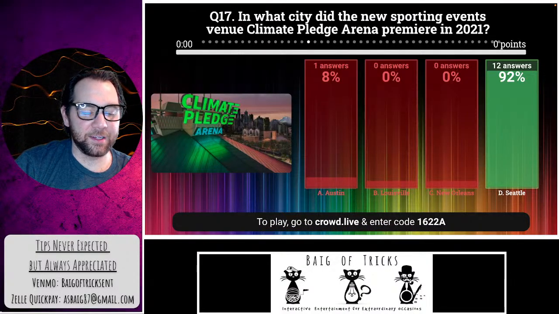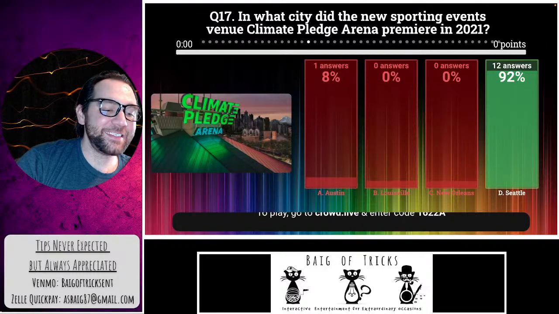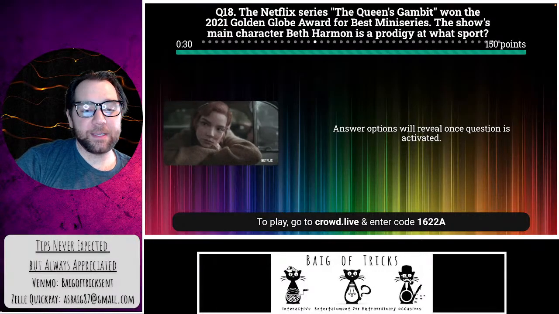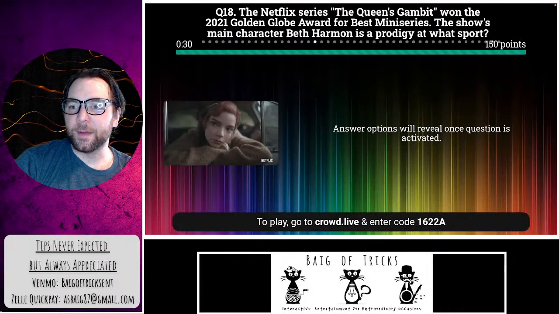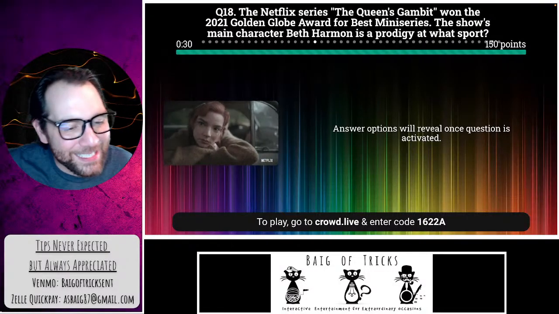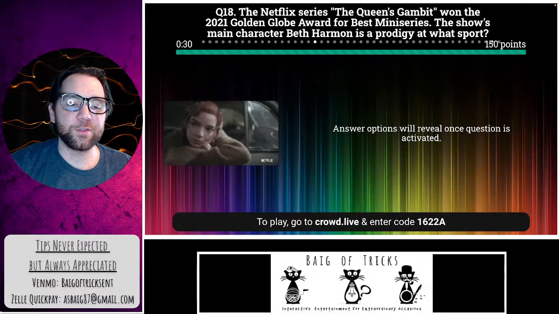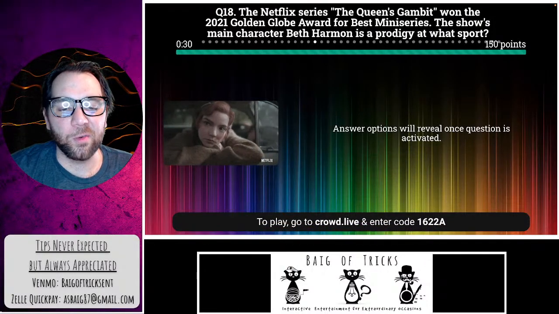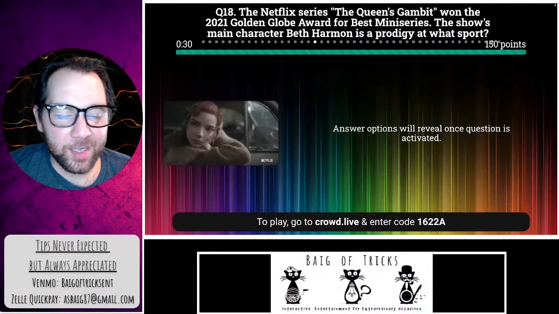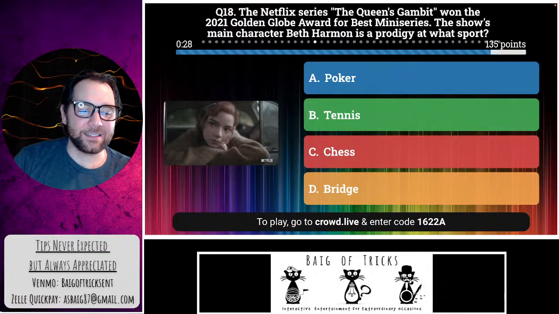Question number 18. I do apologize, a little bit of internet slowdown. Here we go. The Netflix series The Queen's Gambit, a huge hit at the very end of 2020, the beginning of 2021, won the 2021 Golden Globe Award for Best Miniseries. The show's main character, Beth Harmon, is a prodigy playing what sport? Is it poker, tennis, chess, or bridge?